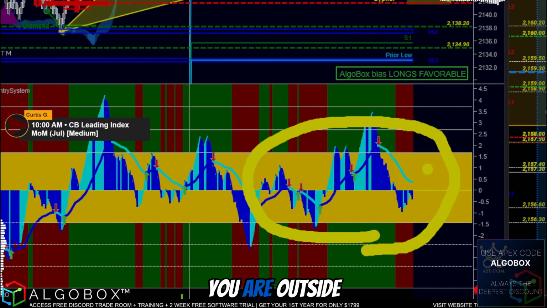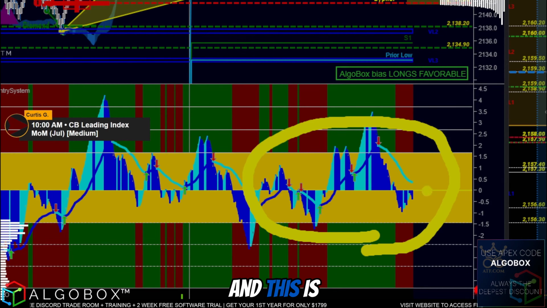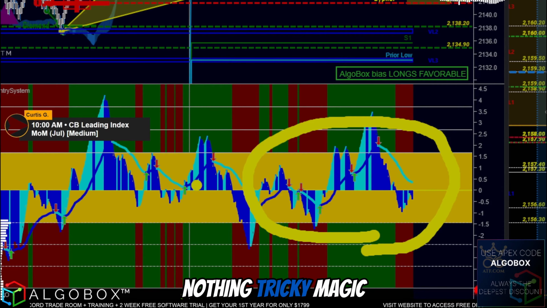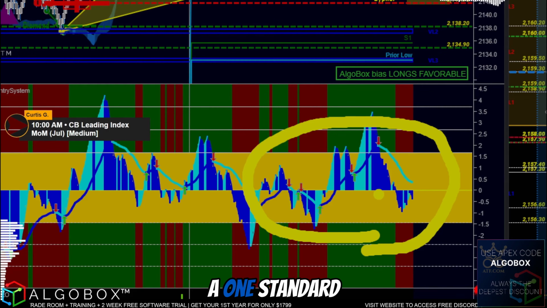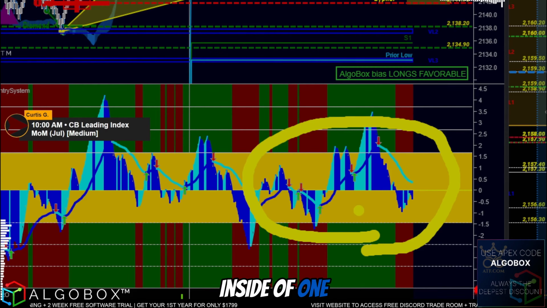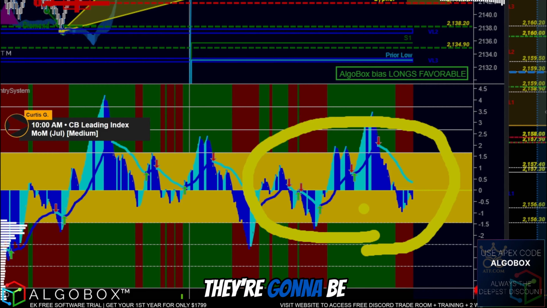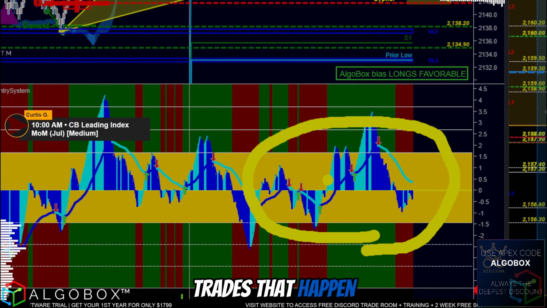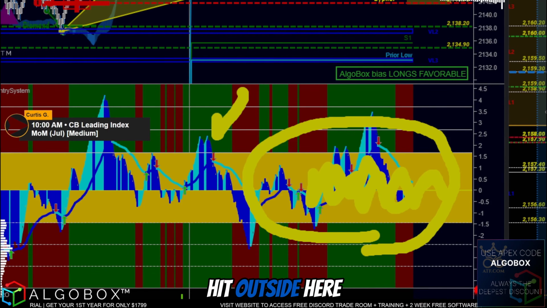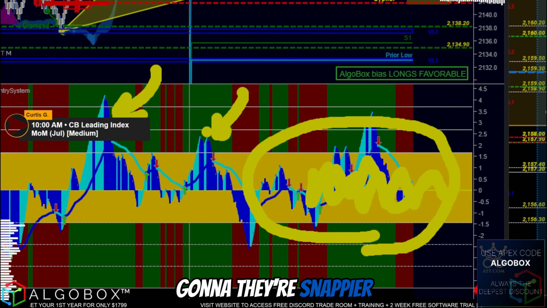They are when you are outside of this zone. And this is a standard deviation zone. There's nothing tricky or magic about it, but it is a 1 standard deviation right here. Inside of 1 standard deviation, I mean, you're going to have more heat. They're going to be looser. If you've watched trades that happen inside of here versus ones that hit outside here, these are the ones that are snappier. They're going to happen quicker.